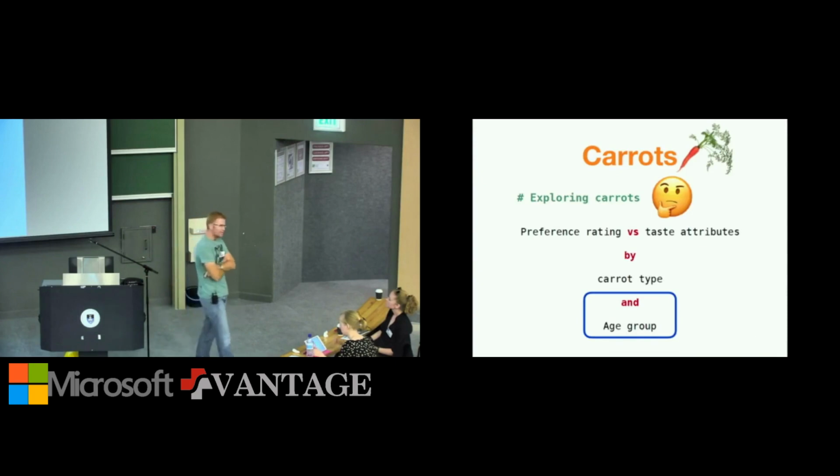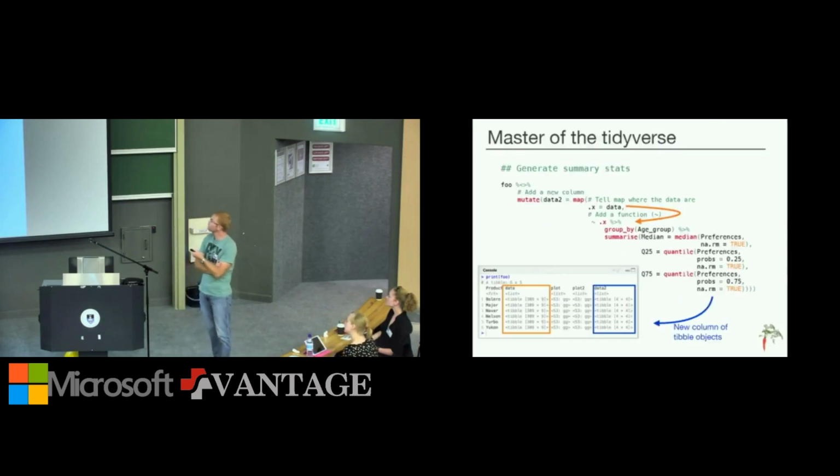But what happens if you start to dig a bit deeper and you start to have more data inputs? So now I want to know, I have been saying preference versus tasting attributes by carrot, but what happens if I want to start dividing it by an attribute? So let's say a demographic attribute such as age group.